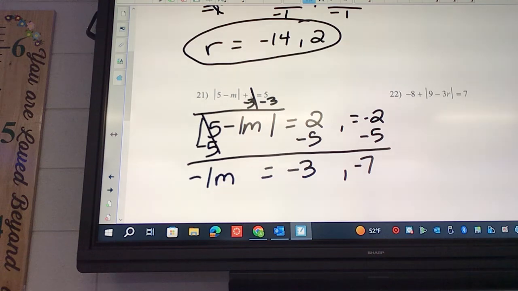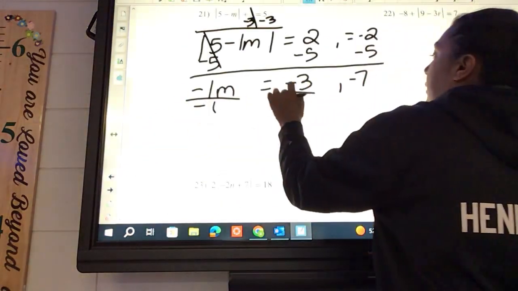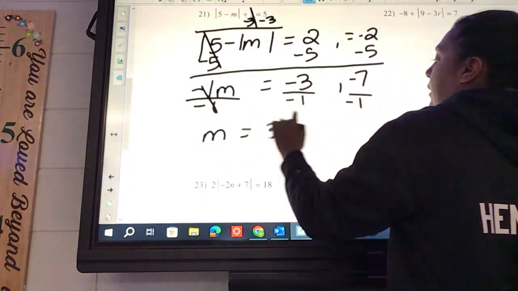How many answers should you have for all these? 2. All right, so that's why we make it negative. And then divide by negative 1. So I'm going to get m equals 3 and 7.